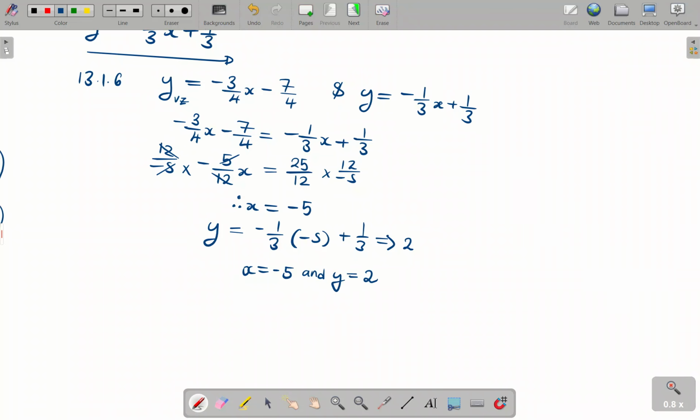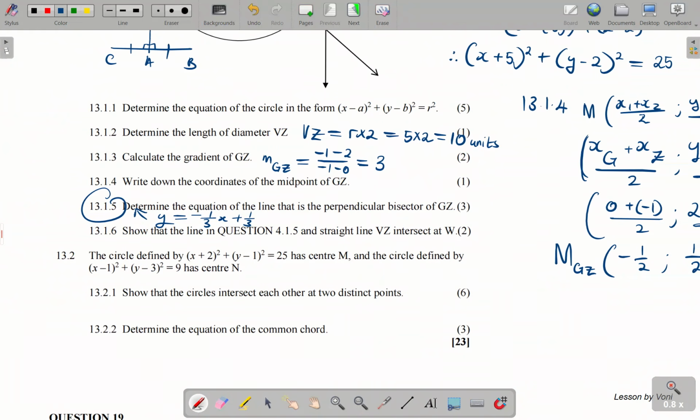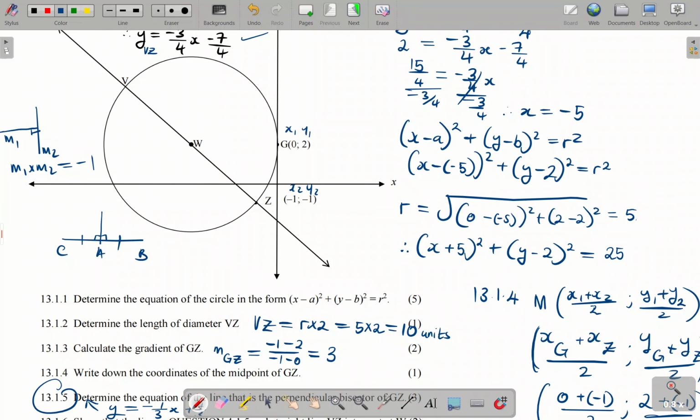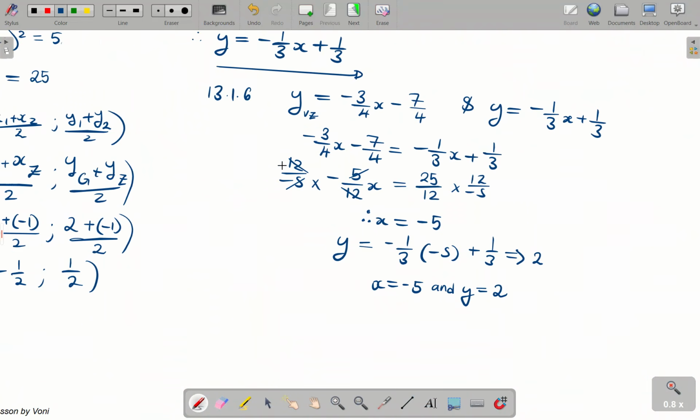So now the question was: show that the line 13.1.5 and the straight line VZ intersect at W. If they intersect at W, they have to have the same coordinates as W. Remember, W is negative 5 and 2. They have to have the same coordinates as W. So therefore, those two lines intersect at W.